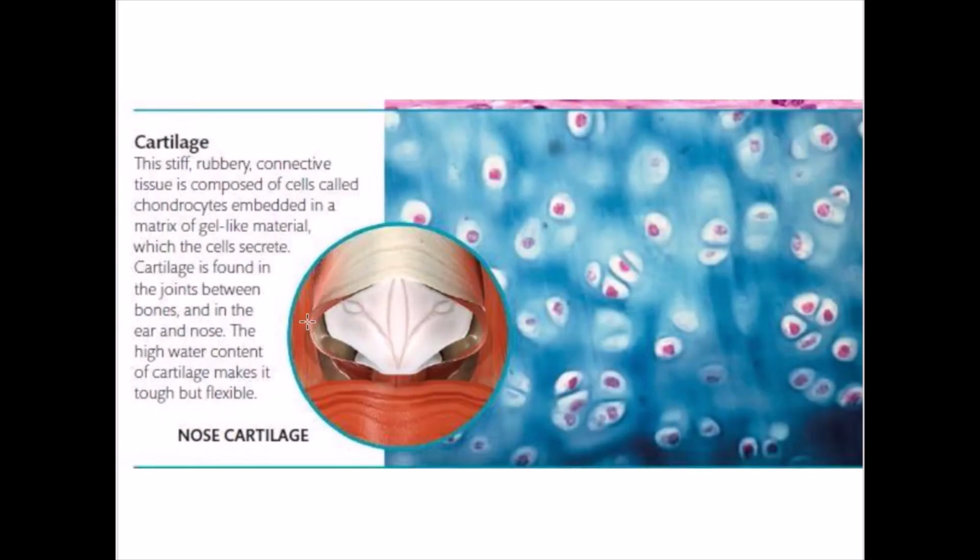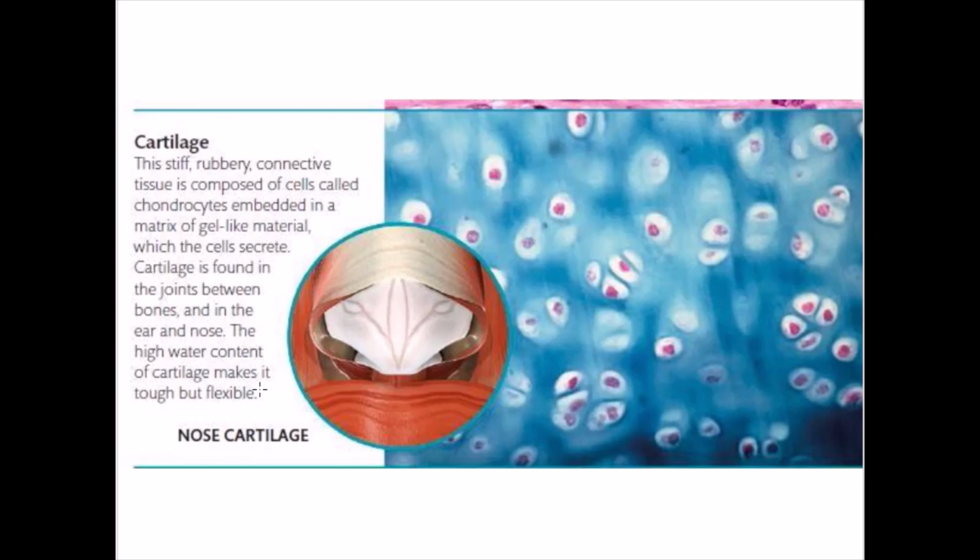The cartilages, such as the nose cartilage, is a stiff rubbery connective tissue that is composed of cells that we call chondrocytes embedded in a gel-like material which the cells secrete. So cartilages will be found in places such as the joints between bones, and of course also in your ear and nose. The high water content of the cartilage makes it tough but flexible. So it's a kind of tough connective tissue, but it is also flexible, so it can help even the movement between bones.